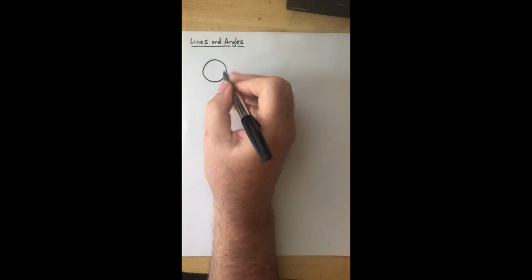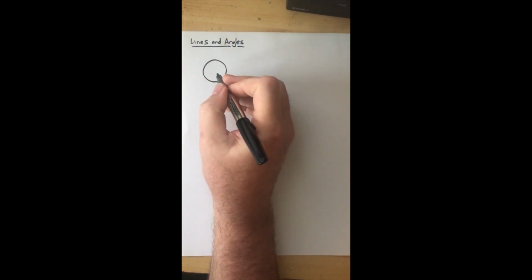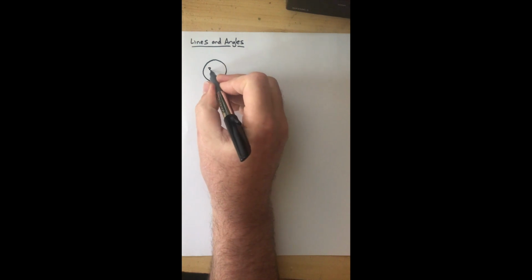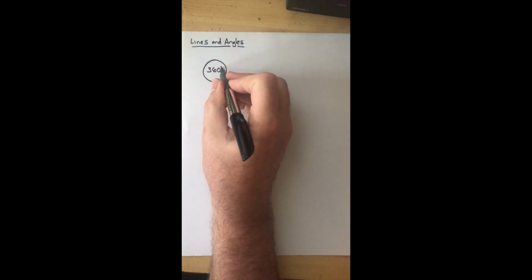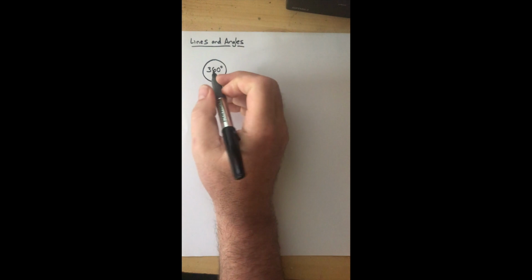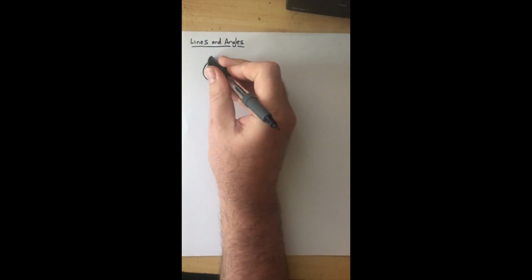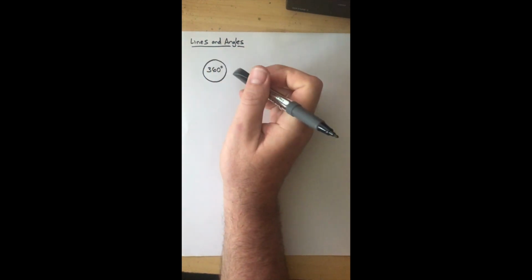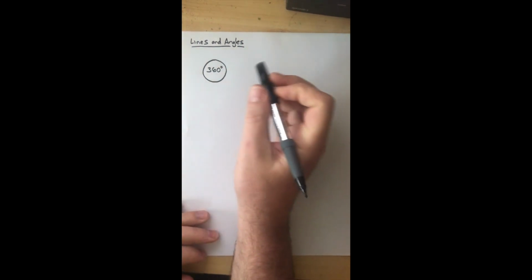Most of us are familiar with spinning around being 360 degrees. If you don't know that, well, there you go. There's the magic number. 360 degrees is a full turn, a full circle. Where did that number come from?